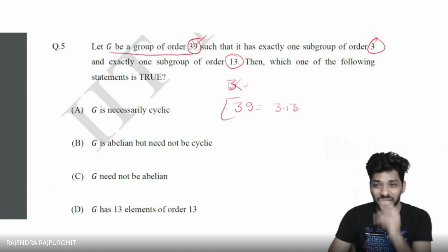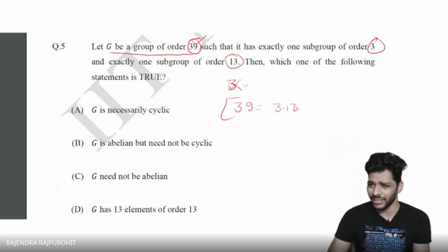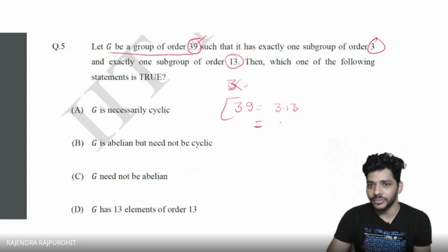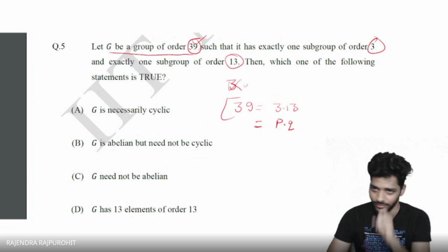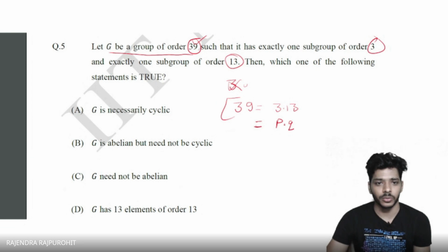Now, if you have been through Sylow's theorem, which is not really in your syllabus, then this question is very trivial. But if you have not, then how do you do this? This is actually a very popular form of a group, which is order p times q, where p and q are two primes. So a p·q kind of group.